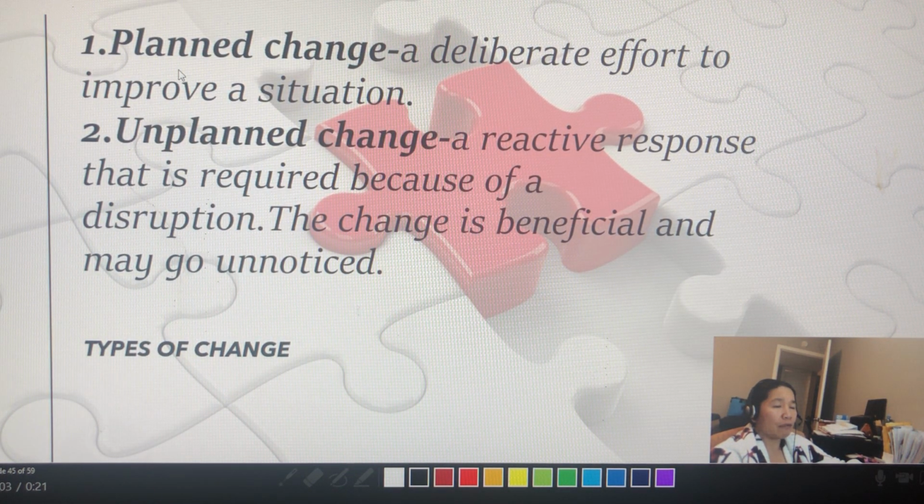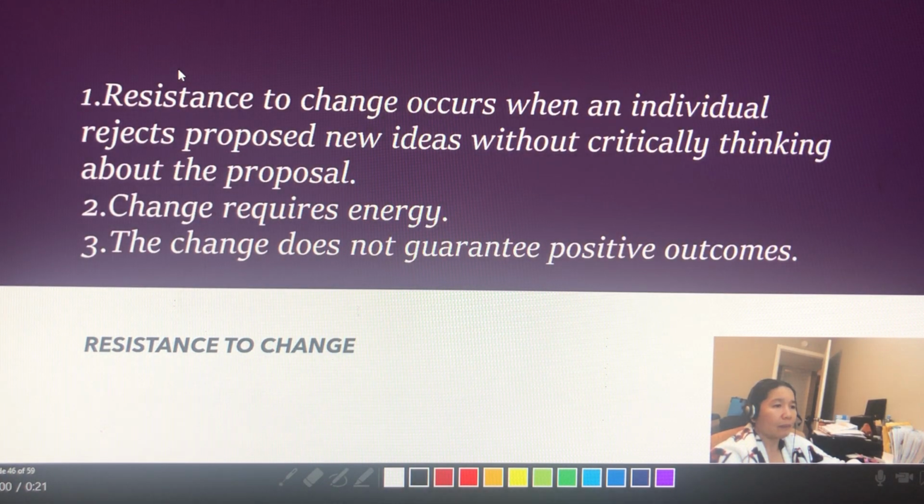Types of change. 1. Planned change. A deliberate effort to improve a situation. 2. Unplanned change. A reactive response that is required because of a disruption. The change is beneficial and may go unnoticed. Resistance to change. 1. It occurs when an individual rejects proposed new ideas without critically thinking about the proposal. 2. Change requires energy. 3. The change does not guarantee positive outcomes.